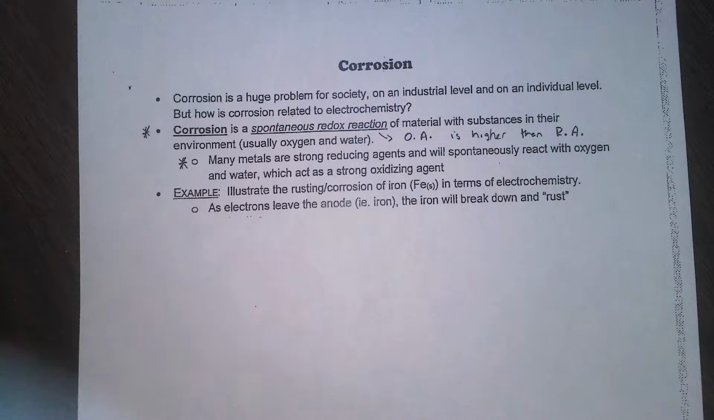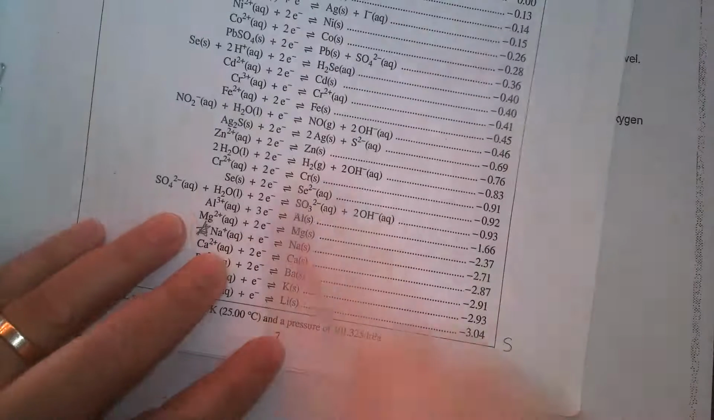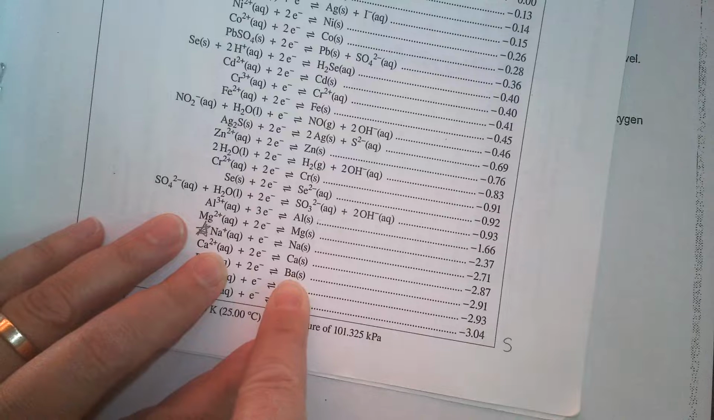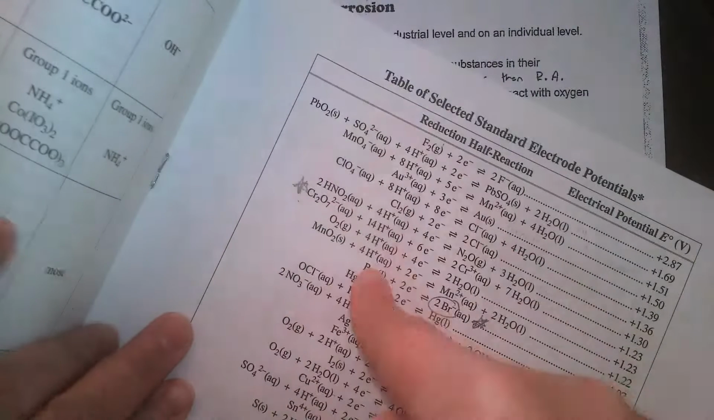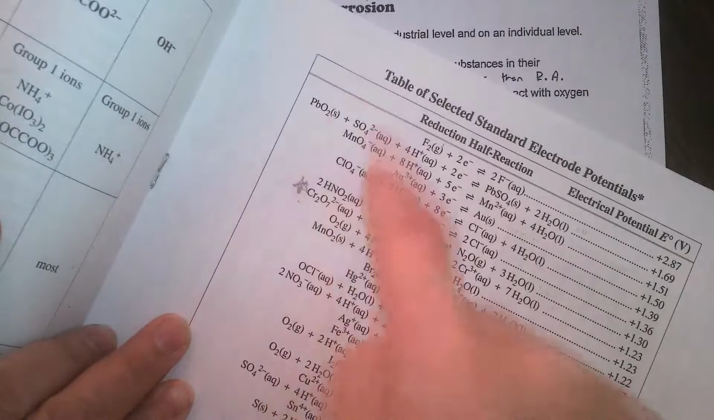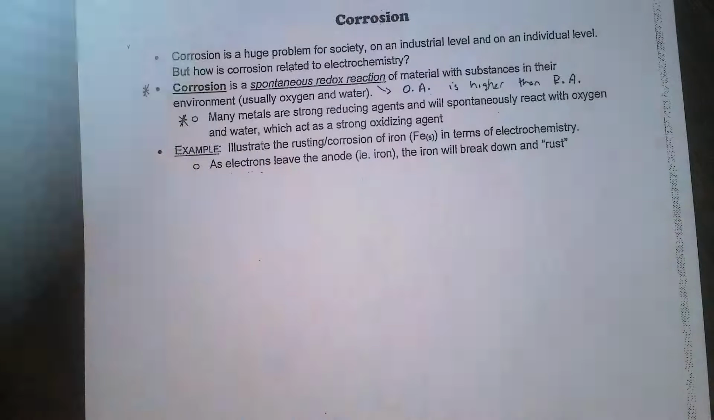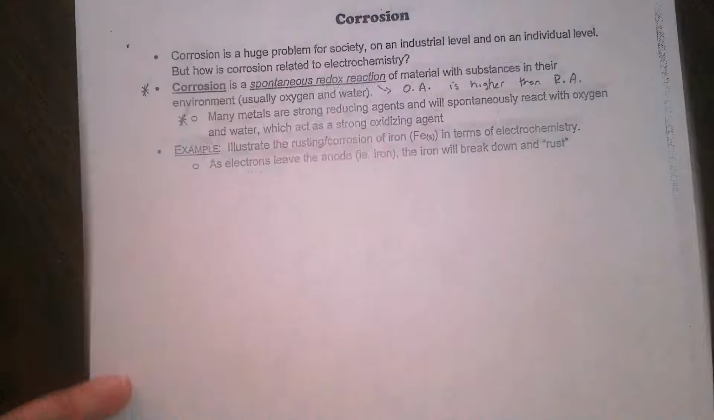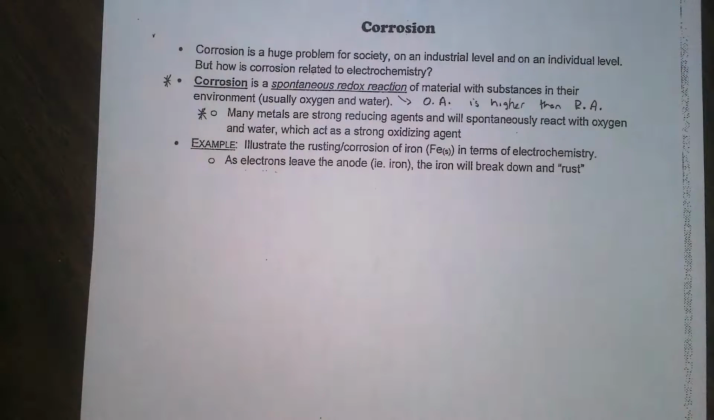When we look here on our data table, what do we see at the bottom down here? Do we see ions or metals? Metals. What do we see up here? Ions. Oxidizing agents are typically ions. Reducing agents are typically metals. Okay? That's a gas. Okay. Metals are strong reducing agents and will spontaneously react with oxygen and water.